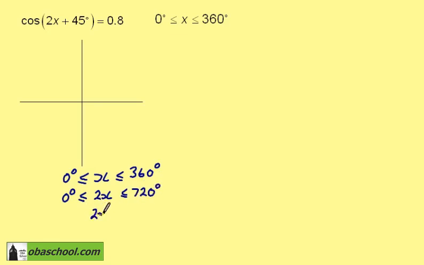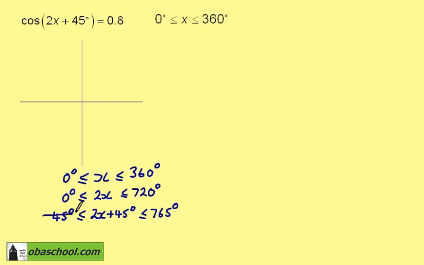and for 2x + 45 degrees we'll need to look for values between 45 and 765, although in practice it can be very difficult to use this last one and make the CAST diagram cluttered.